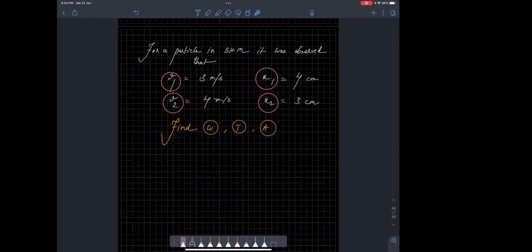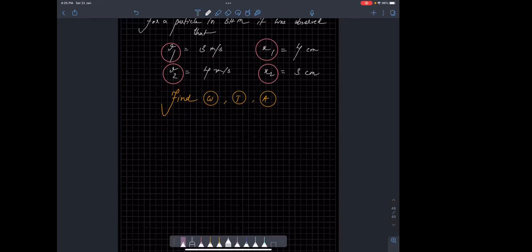And one more thing, these values can be positive or they can be negative also. Clear? But in this particular question, the values given are positive. Now let us see one more thing, I'll come to that later. Now let me write the equation.